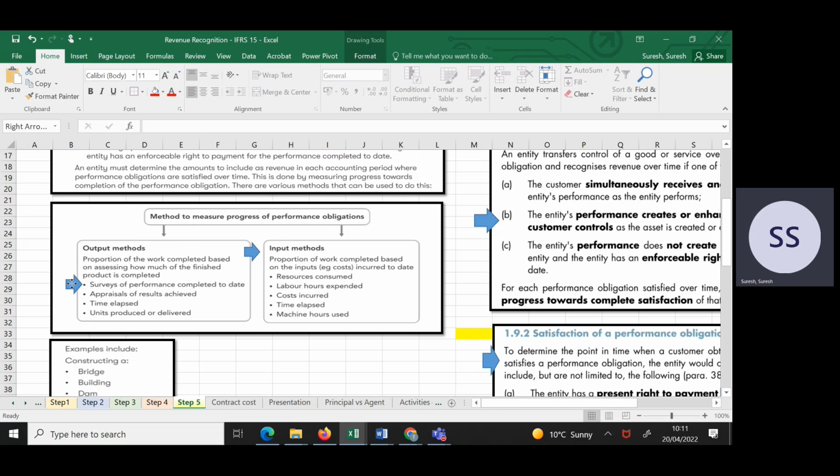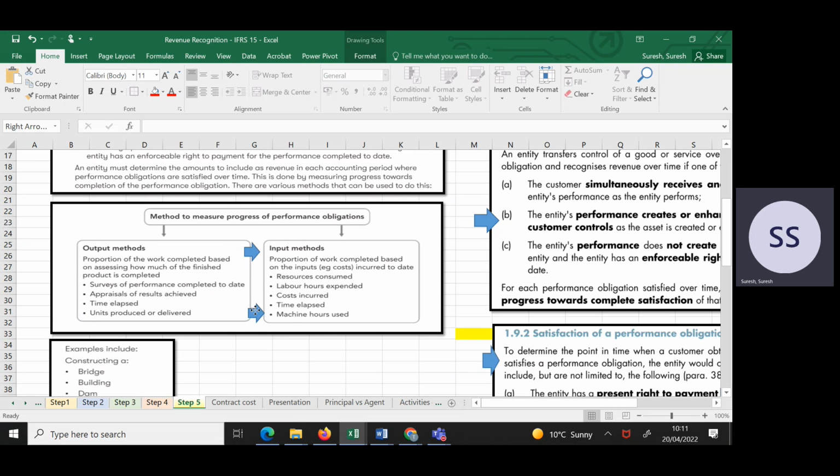Likewise here, it is a proportion of the work completed based on assessing how much of the finished product is completed. So you can carry out surveys of performance completed to date, or appraisal of results achieved, time elapsed, or units produced, right? These are the measures based on the output, the number of outputs. For example, for units produced, I promise to deliver 500 school bags, and if I finished 100, you can see that 20% of the work is completed.